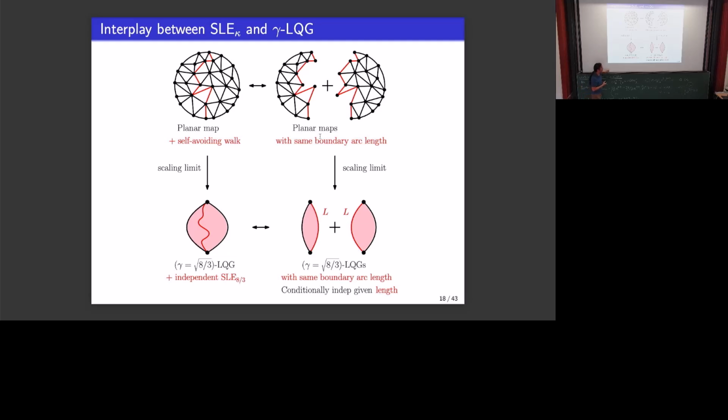Okay, the part I wanted to emphasize here is the continuous story you should get is a random surface with an independent random curve. And this independence, again, you kind of see it in the discrete. This independent pair, when you cut, gives you a pair of things which are conditionally independent given the lengths. Okay. Are there any questions about this?